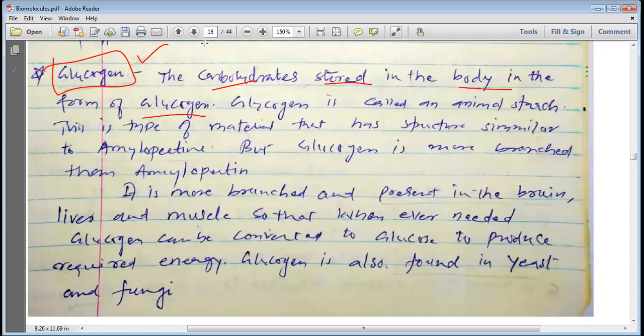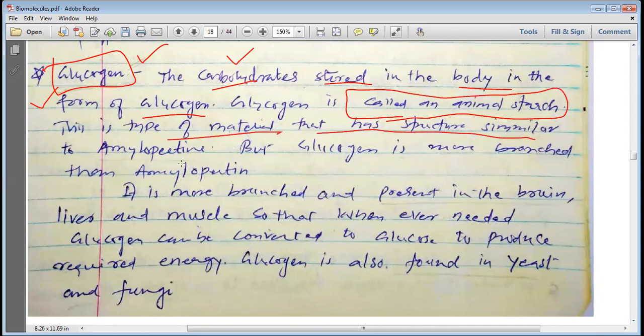So in our body, my dear students, all the carbohydrates are stored in the form of glycogen. Glycogen is also called an animal starch. This is the type of material that has a structure similar to amylopectin. So glycogen has very similar structures to amylopectin. That means it has the linear structure, and it has the branch structure.